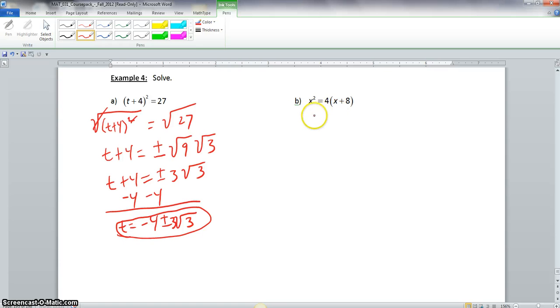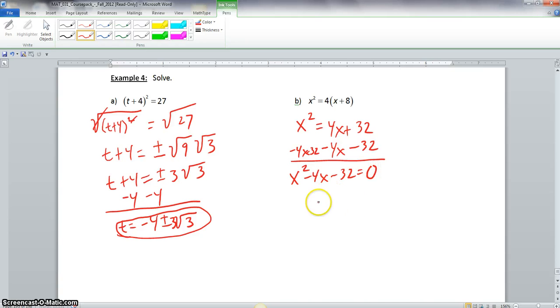Now we look here at B. We have x squared is equal to 4 times the parenthesis x plus 8. So we have x squared is equal to 4x plus 32. We use the distributive property. Then we'll subtract 4x and subtract 32 on both sides. So now we have x squared minus 4x minus 32 equal to 0.